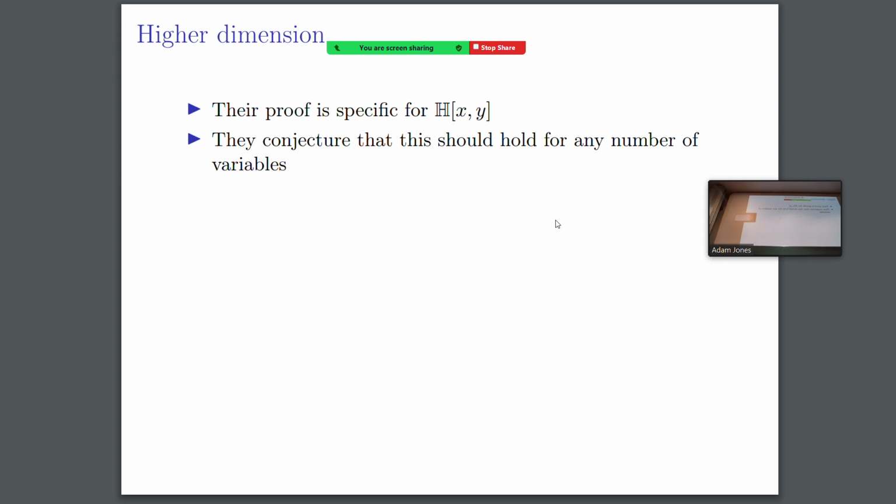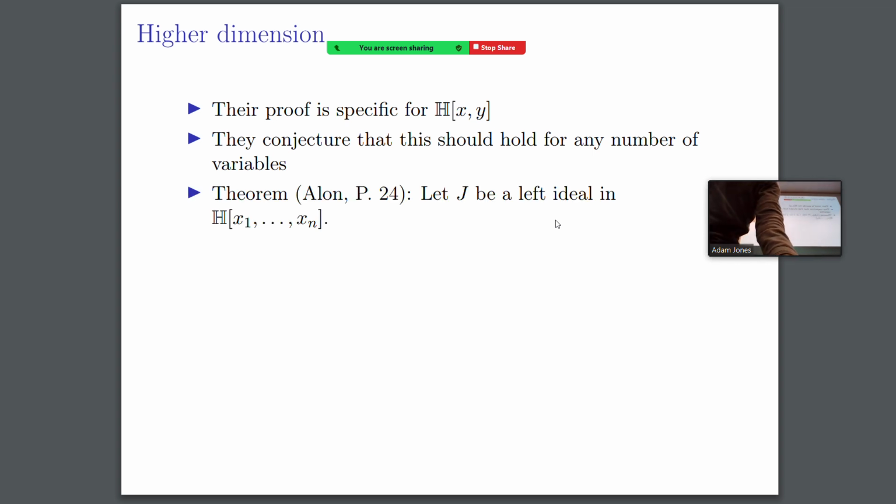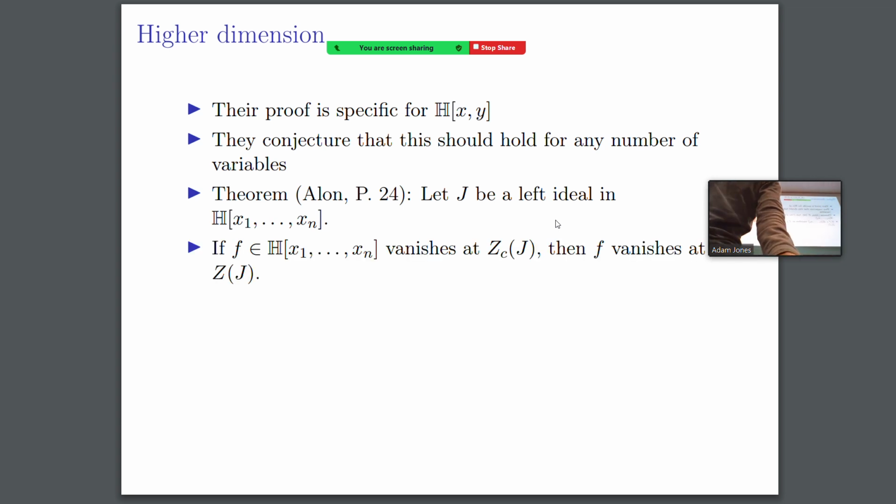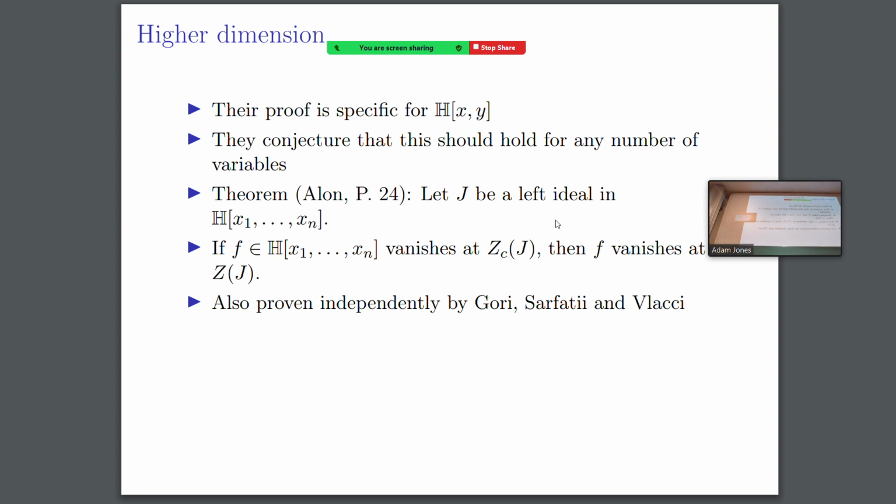And they conjectured that this should hold for any number of variables. And then we, again, myself and Gil alone, we were able to prove this. So this beautiful property holds for any number of variables. And after we had written a proof, they also wrote a different proof, maybe a few weeks later.